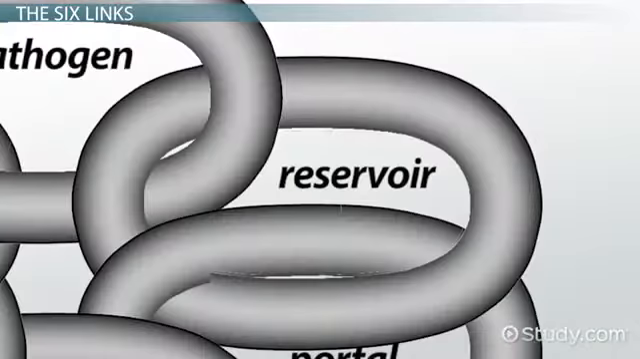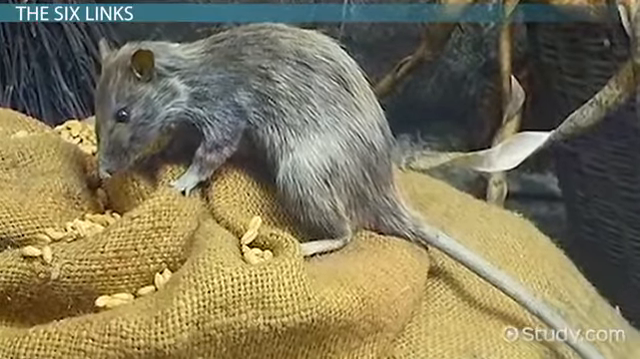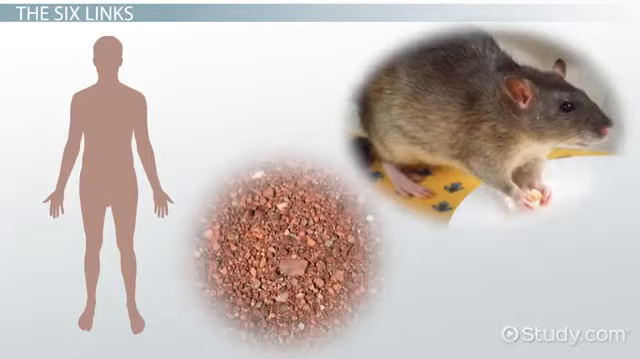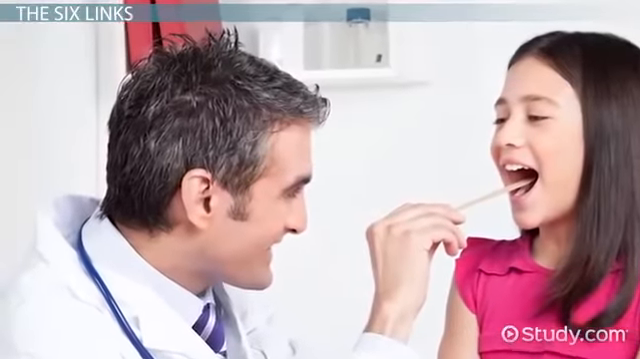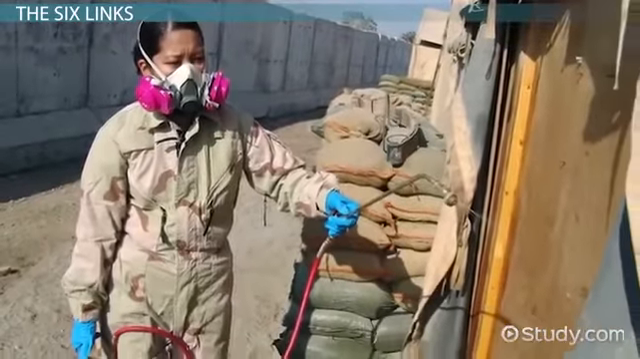The second link is the reservoir. This is the natural environment that the pathogen requires for survival. Reservoirs can be a person, an animal, or an environmental component, such as soil or water. This link can be broken through medical treatment and testing, insect and rodent eradication, or quarantine.